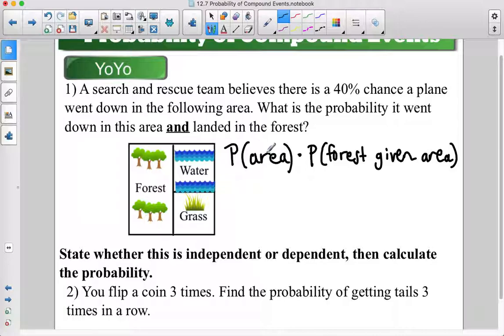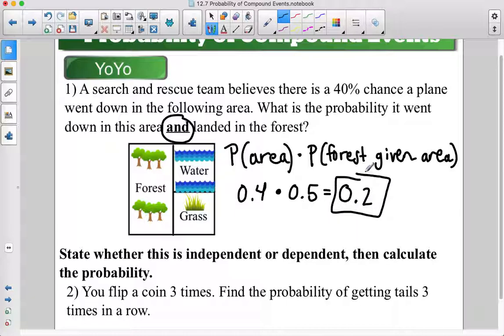So the first thing is, what's the probability we went down in the area? Well, that's a 40% chance, so 0.4. Then it says the word and. Because it uses the word and, that's why we're multiplying. And I multiply by the probability that the plane landed in the forest, given that it's in this area. Well, the forest looks to be about 50% of that area, so 0.5. So we need 40% times 50%. 0.4 times 0.5 is going to be 0.2. So there's about a 20% chance that it went down in that area and landed in the forest.